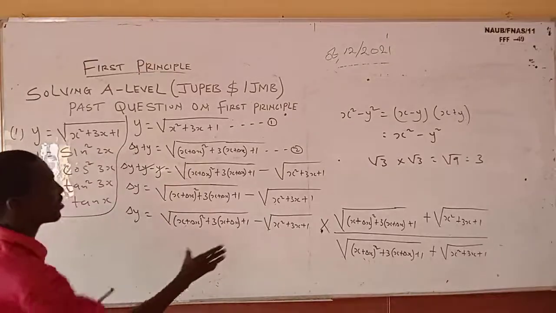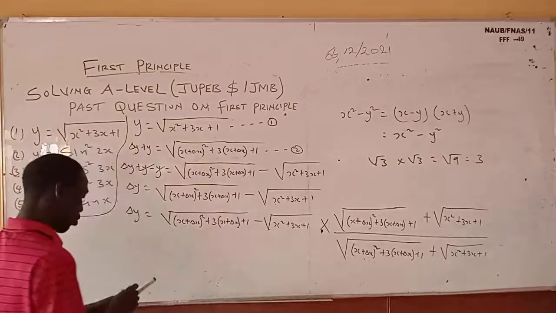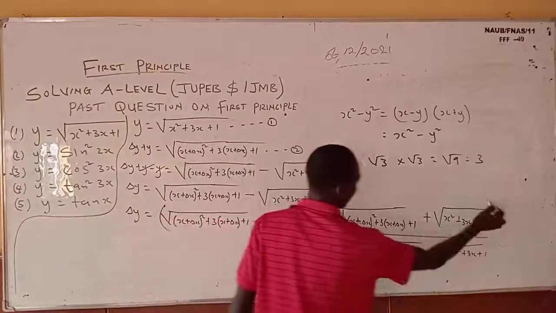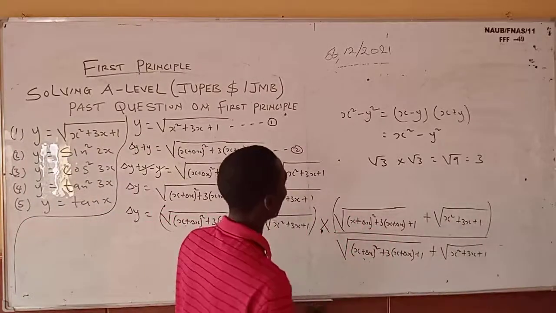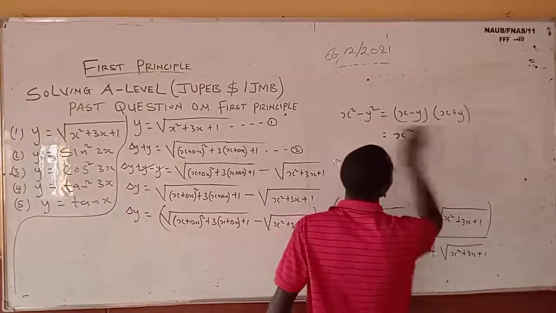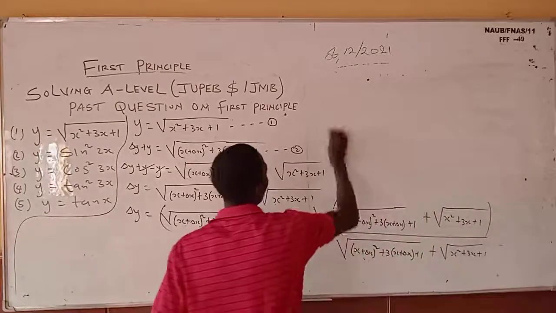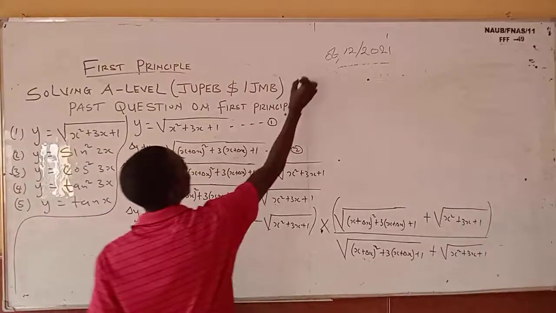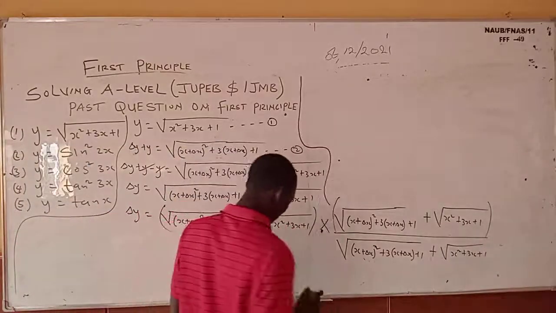So now, this is nothing but the difference of two squares. So look at this. Let me just put something in the form of a bracket here, so I will get it well. I hope I've explained this well for the purpose of your exam. So now let me continue from here.